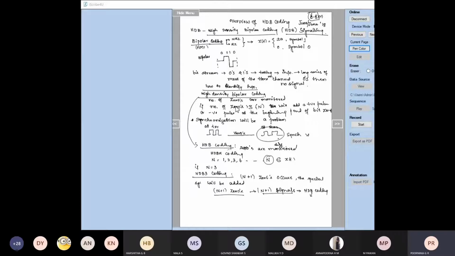In this HDB coding, what exactly will we be doing? So first let us discuss, and then there is one signaling scheme. Okay, 1 minute, 1 minute.